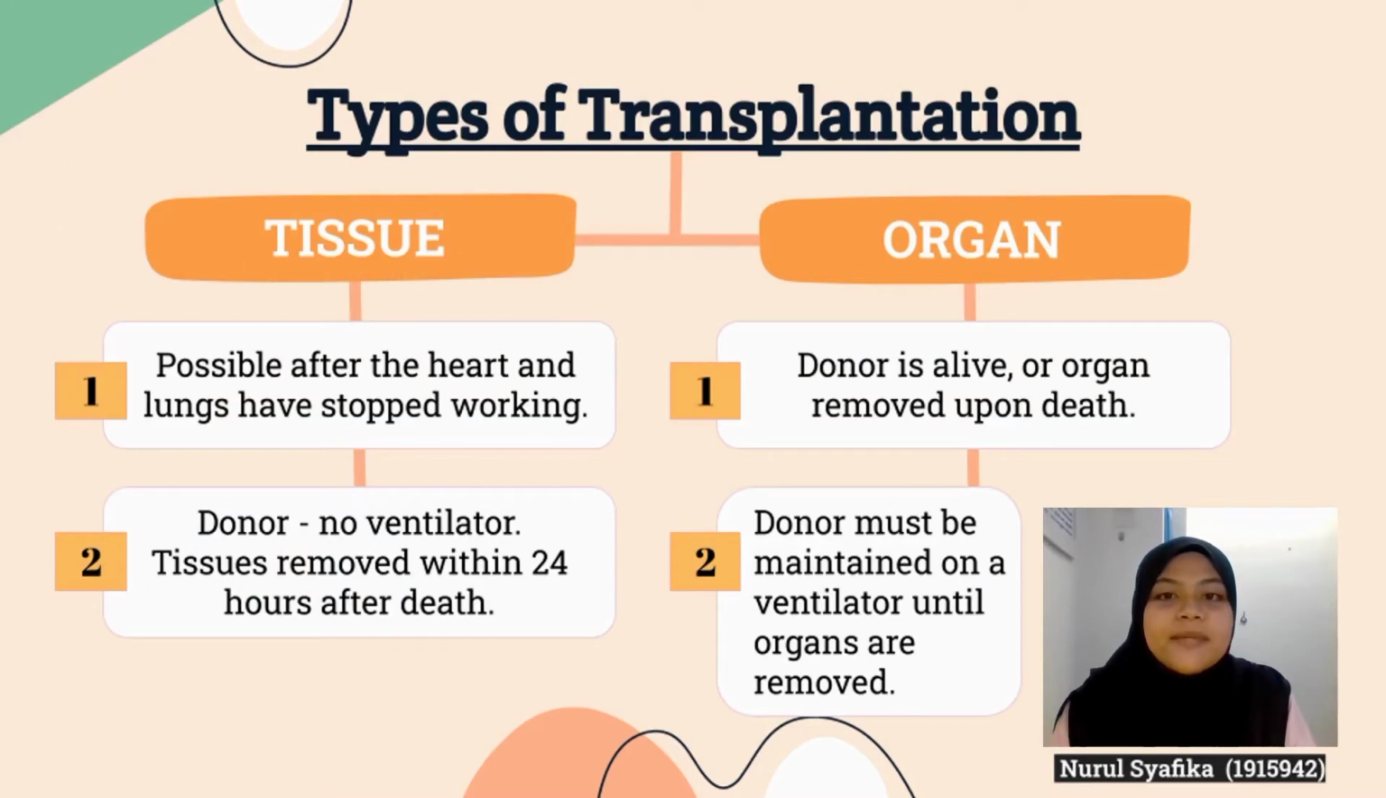Types of transplantation: tissue and organ. For tissue, donation is still possible after the heart and lungs stop working, and donors do not require a ventilator to keep alive, as tissue can be removed within 24 hours after death. For organ transplant, the donor should be alive, or in other words, the donor must be maintained on a ventilator until the organs are removed.